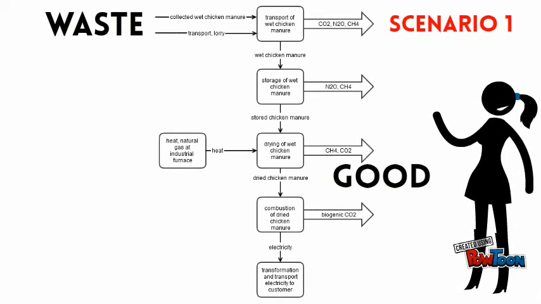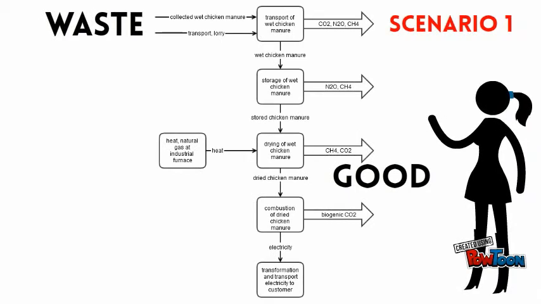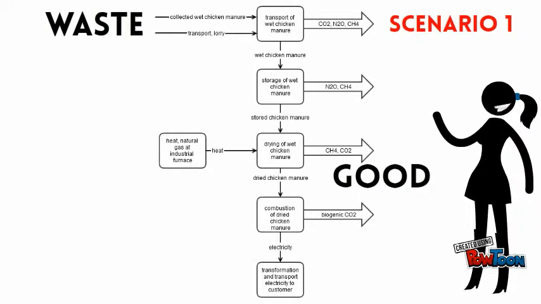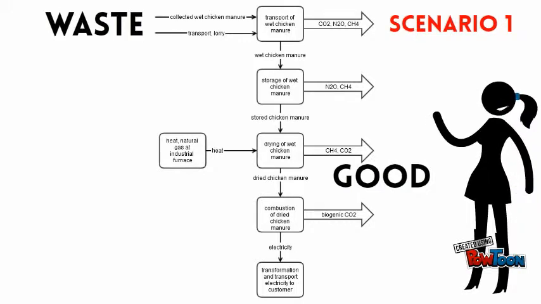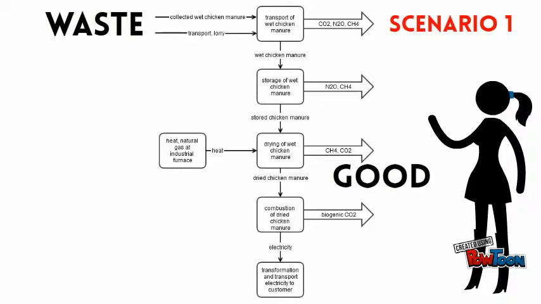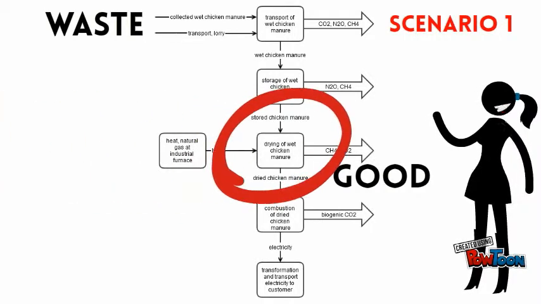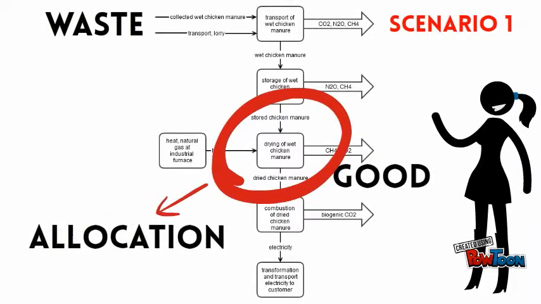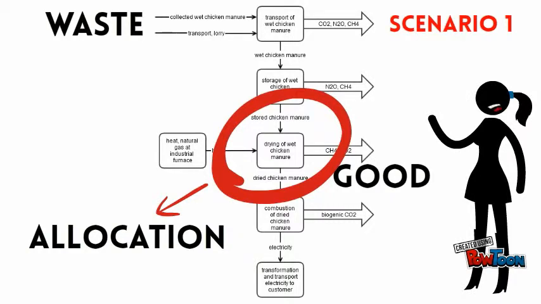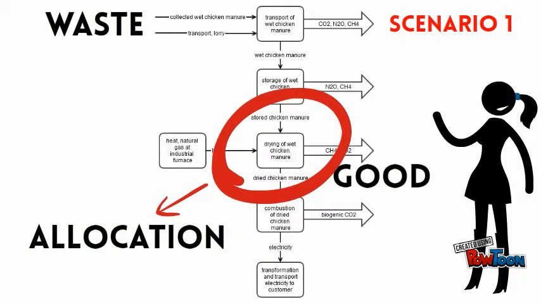In the first scenario, we assume that in the Netherlands, chicken manure is always collected at the farms to be dried centrally and then sold as fertilizer, and that the processes of transport and storage are still part of the waste treatment process. Only at the stage of drying waste becomes a good, which is further on used for electricity generation. Hence, here we allocate. Again, we do this based on the lower heating value.